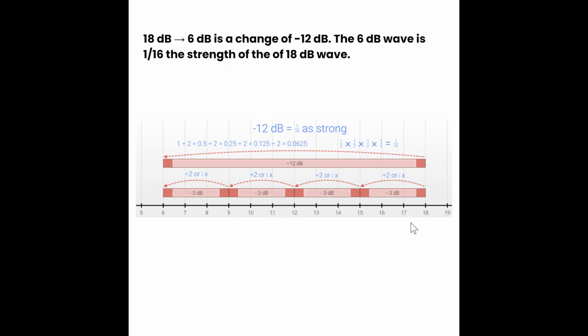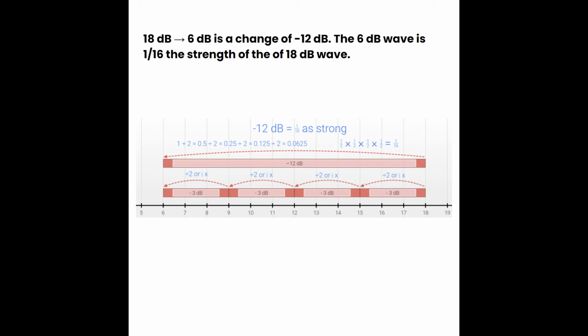And just like positive decibels, we can combine negative decibels to figure out different variations of the 3 and the 10 decibel changes. So for example, in this one, we have started at 18 decibels, and we have decreased all the way to 6 decibels. This is a total change of 12 decibels.